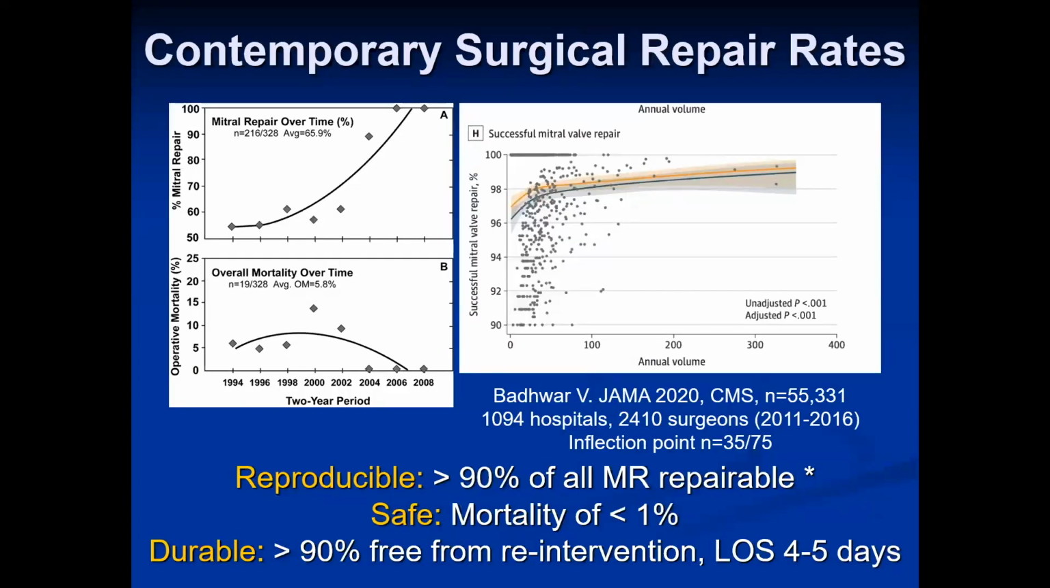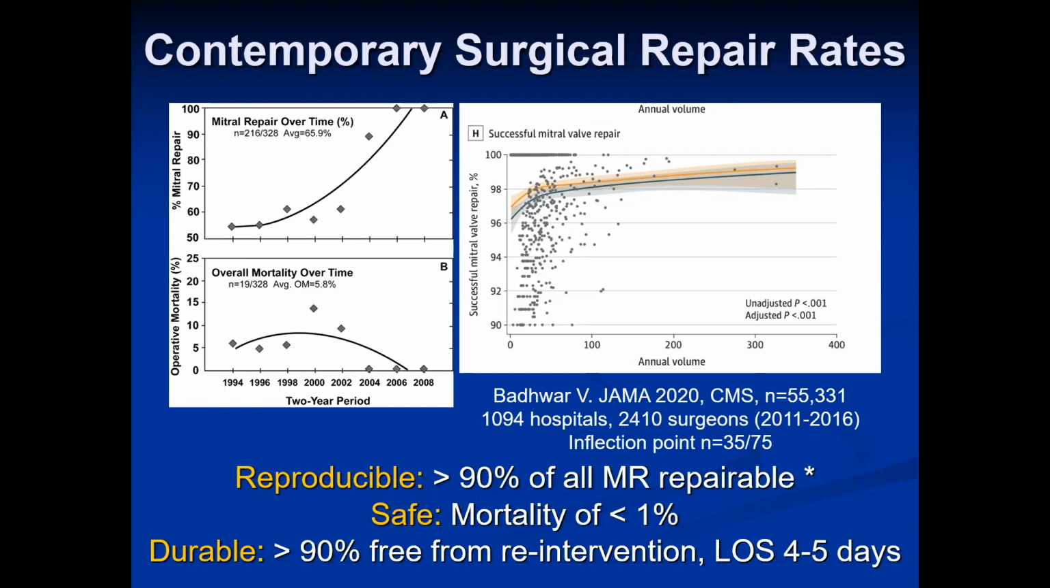So where are we now with surgical repair techniques? We know that in high volume centers, like the data from the left, the incidence of mitral valve repairs now are very close to and exceed 95% for all pathologies. This is a series that was published a couple of years ago from CMS data by Dr. Badhwar of 2,400 surgeons, 1,000 hospitals, showing that there is significant inflection at doing more than 35 patients a year per surgeon and 75 per hospital. But we can say now that valve repair techniques are safe.